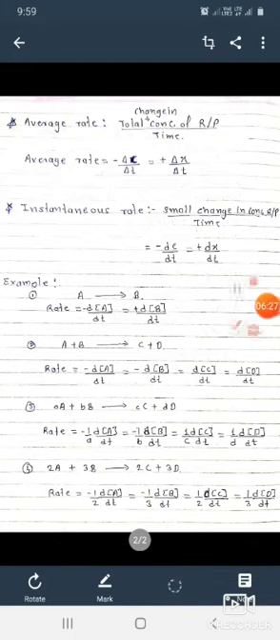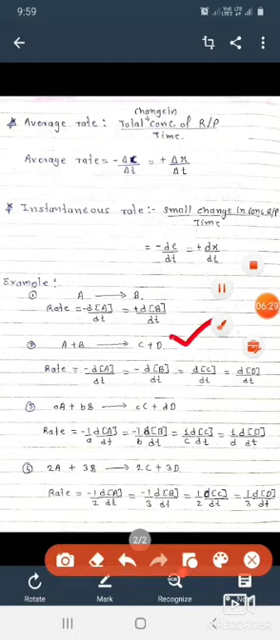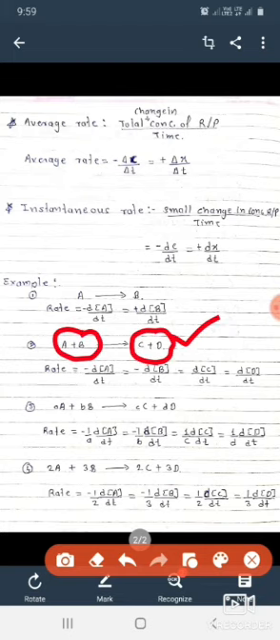Suppose we consider a second example. In the second example, two reactants are present and two products are formed. The rate is equal to minus d concentration of A upon dt, minus d concentration of B upon dt, is equal to d concentration of C upon dt, is equal to d concentration of D upon dt, because here we use two reactants as well as two products.